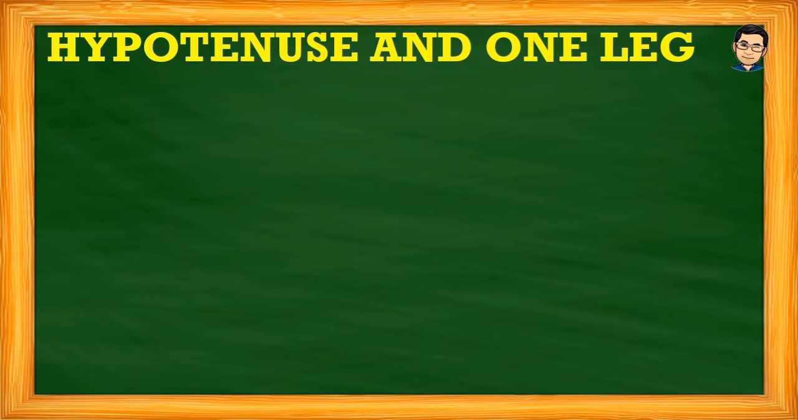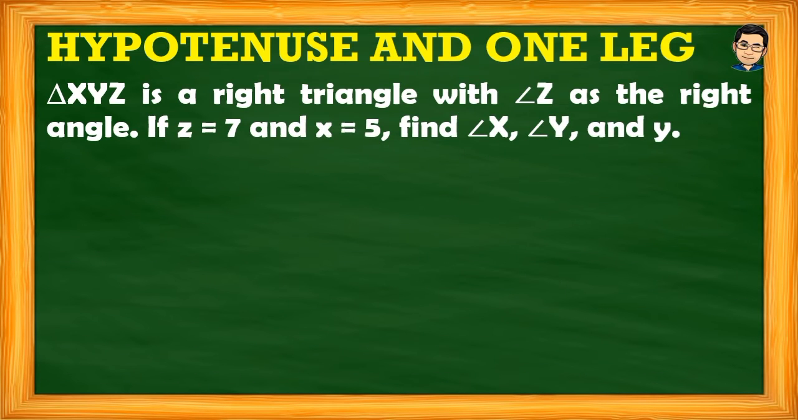So, let's have the first condition. Kailangan given ang hypotenuse in 1 leg. So, alin man dun sa dalawang legs, yung measurement ng longer leg o kaya naman shorter leg ang given, basta merong hypotenuse, makukuha po natin yung measure ng remaining parts. So let us have an example. So triangle XYZ is a right triangle with angle Z as the right angle. If z is equal to 7 and x is equal to 5, find angle X, angle Y, and y.